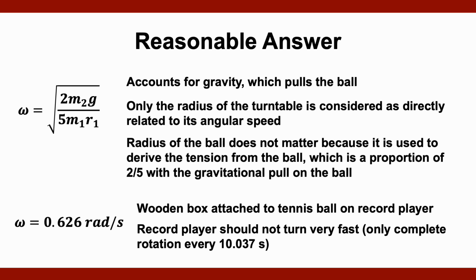In this physical context, the answer is supposed to represent how fast the turntable completes one full rotation. Clockwise or counterclockwise does not matter in this situation. By dividing 2 pi by our answer, we can determine that it would take about 10 seconds to complete a full rotation of the turntable. And thinking in a practical sense about the weight and the radius of the table, and imagining how this would look, it makes sense. Just by thinking practically, like a wooden box attached to a tennis ball and a record player, it makes sense.